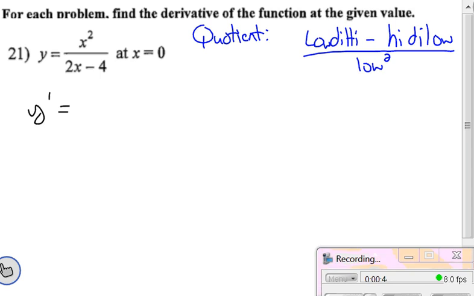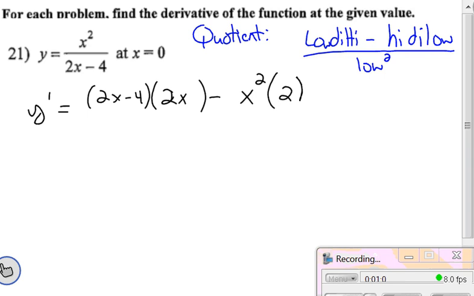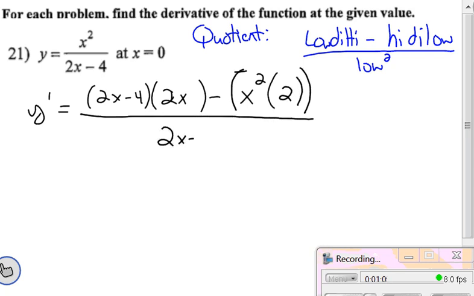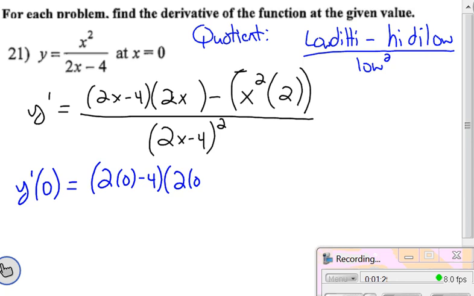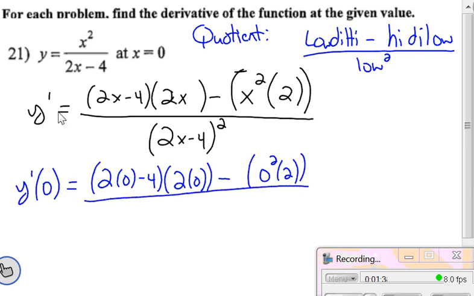So the derivative: write the low function down, times the d of the high, the derivative of the high, which is 2x, minus high, times the d of the low. The derivative of the low, 2x minus 4, is just 2. I'm going to be careful that this is in parentheses, all over low squared, that's 2x minus 4 all squared. You really don't need to clean this up at all. You just have to put in x equals 0. So you have 2 times 0 minus 4, and 2 times 0 minus 0 squared times 2, all over 2 times 0 minus 4 all squared.